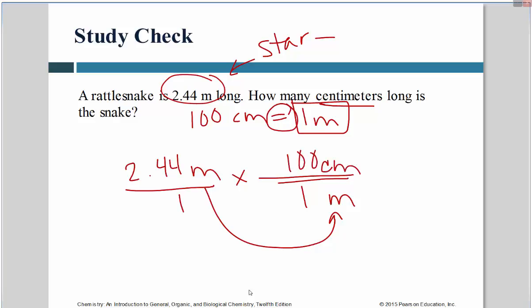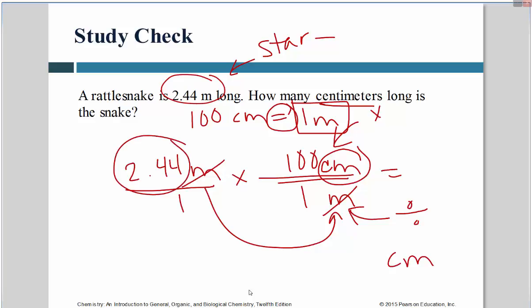So I'm going to shortcut it now. I'm not going to write it all out. The meters cancel. We're left over with centimeters. If the number's on top, you multiply it. If the number's on the bottom, you divide. So 2.44 divided by 1 times 100 divided by 1. That comes out to be 244 centimeters. There's 3 significant figures in that first number. There's 3 in the answer.